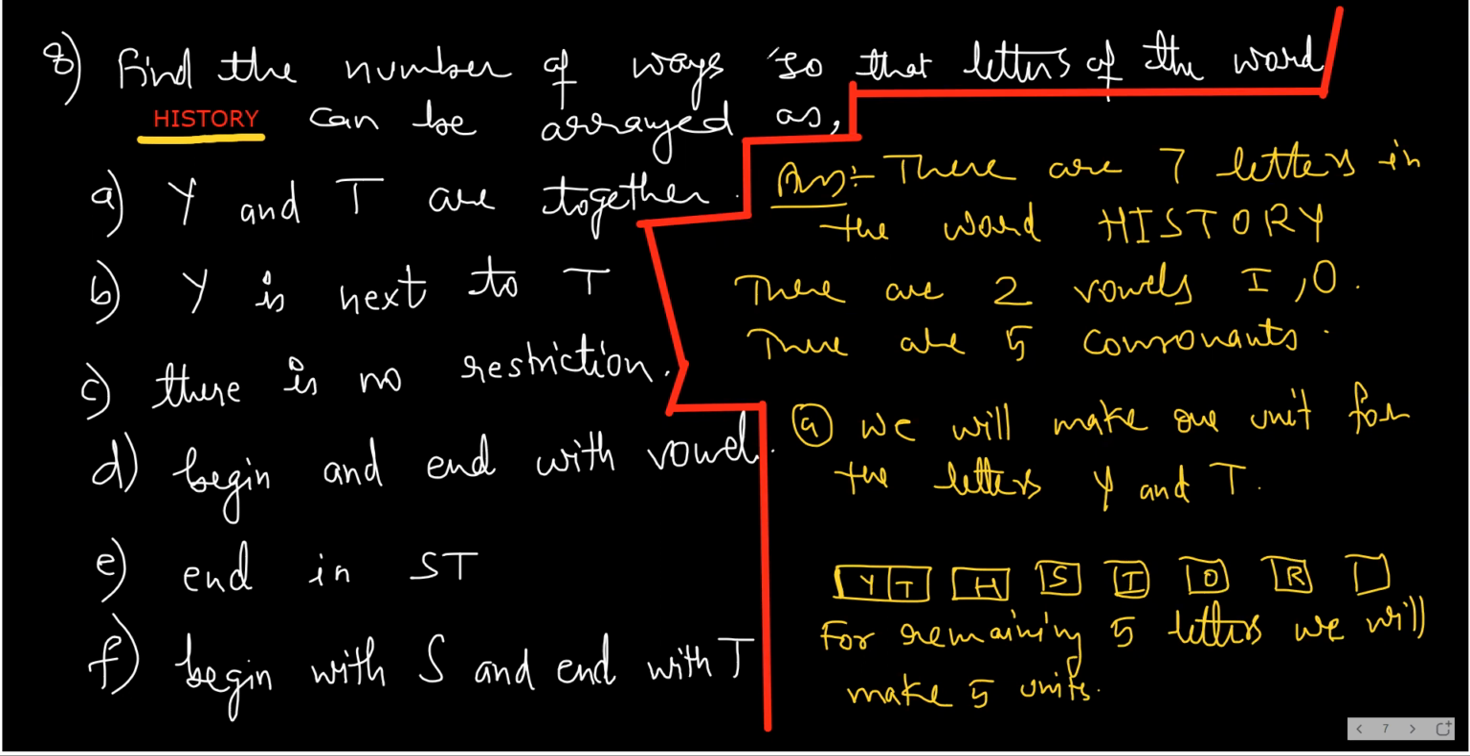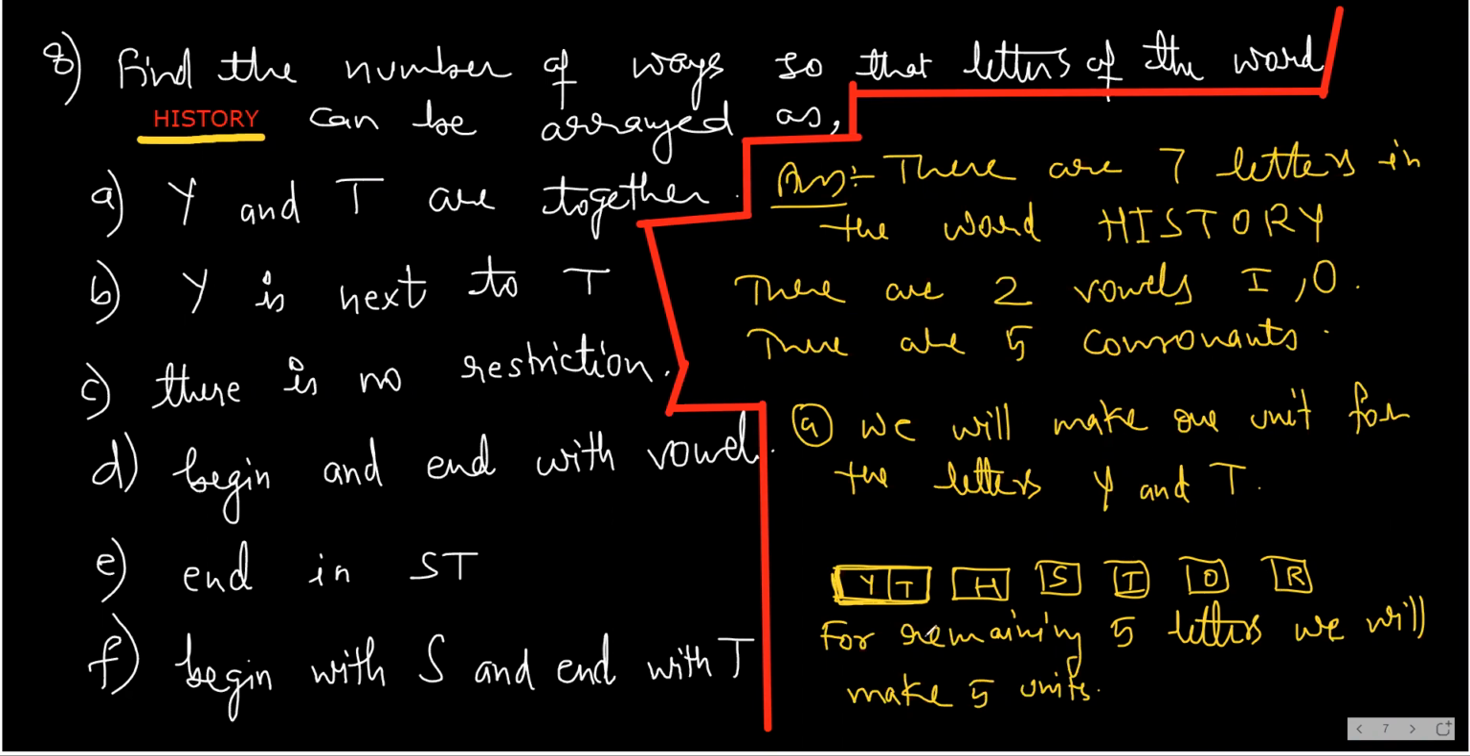Yes, I have already made the 5 units. So for the remaining 5 letters, we will make 5 units. So here 1 2 3 4 5, 5 units. So YT as 1 unit, you can check, Y and T as 1 unit, and then H, S, I, O, R as 5 units. So now I will arrange these 6 units amongst themselves.